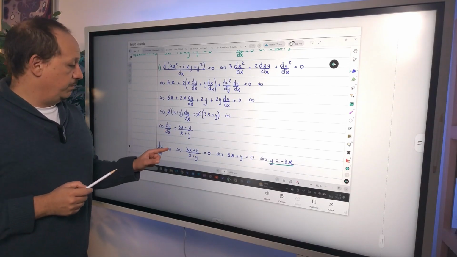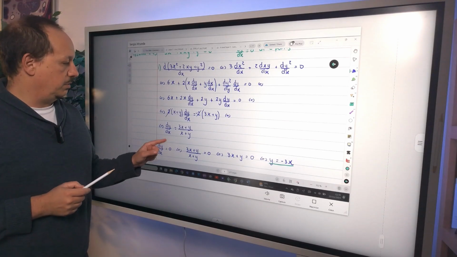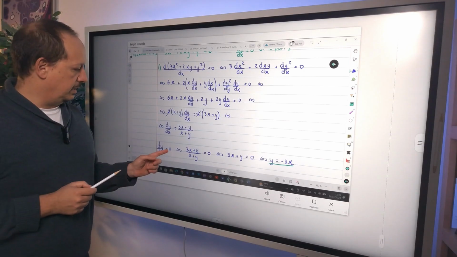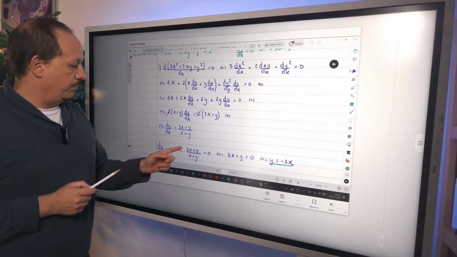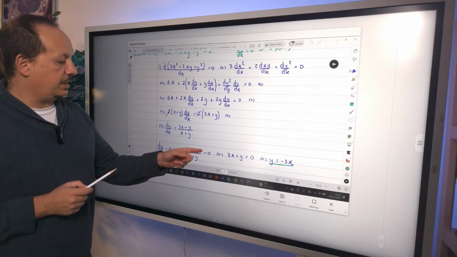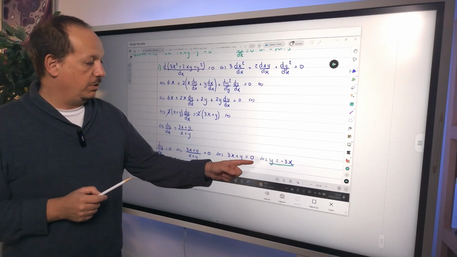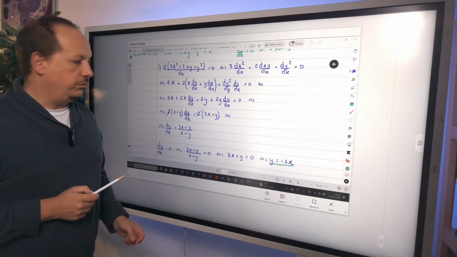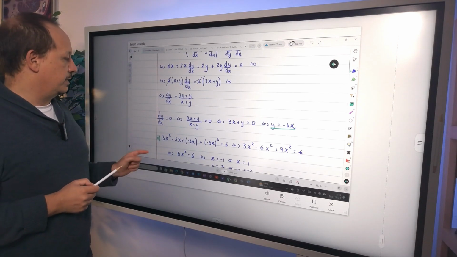Equal it to 0. Okay, you want a point where the tangent is parallel to the x-axis, so that's basically when the gradient is 0. And obviously this only happens when the numerator is 0, which means that y equals minus 3x as you wanted to prove. So we're done for the first sub-question.